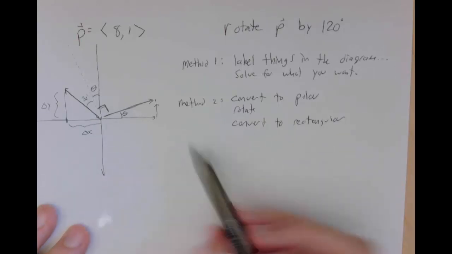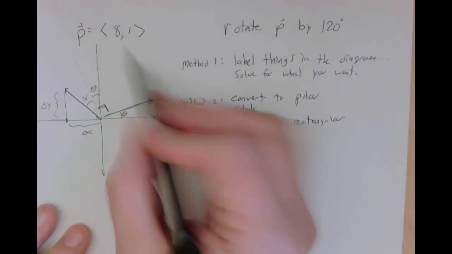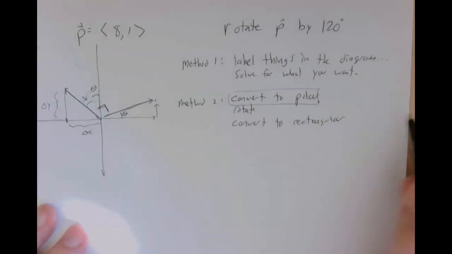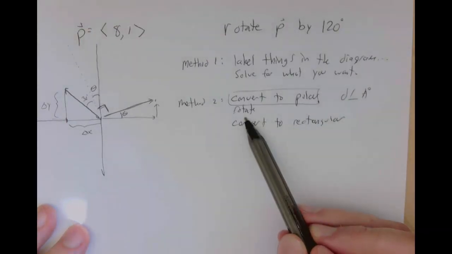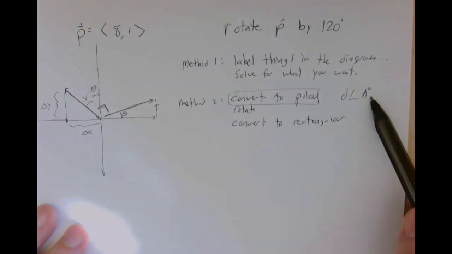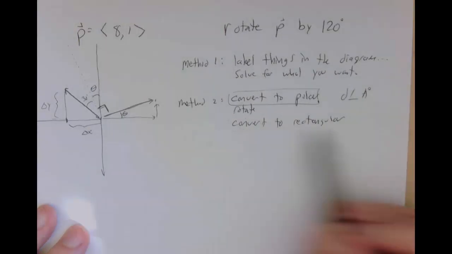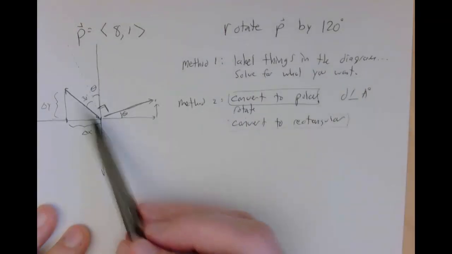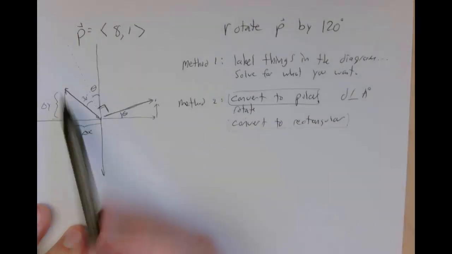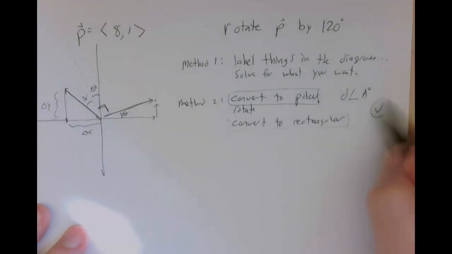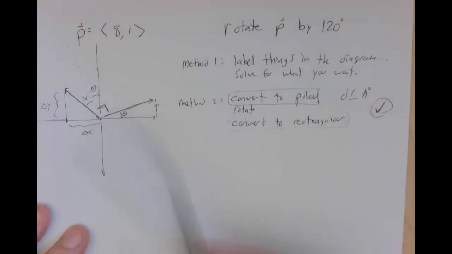An alternative would be to rewrite your original vector in polar form, because polar form is a distance at an angle. And then it's easy to rotate things in polar form because you just add to the angle. And then once it's in polar form, convert it back to rectangular form to figure out what the new delta x and delta y are. I'm going to show you this approach just because I feel like it takes less wherewithal than drawing your diagram correctly.